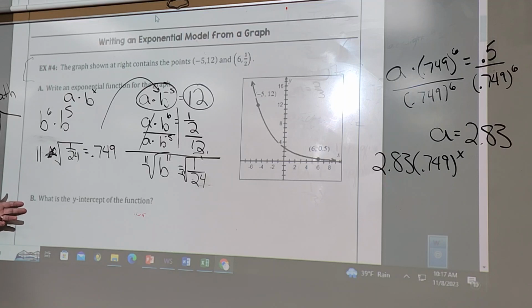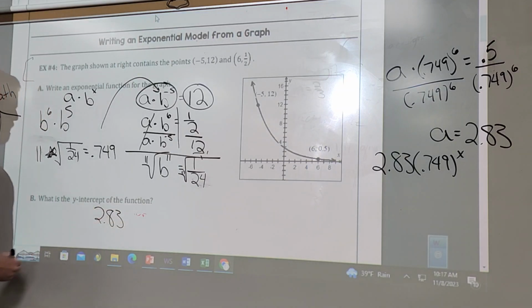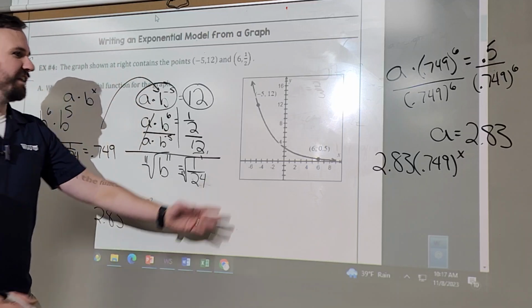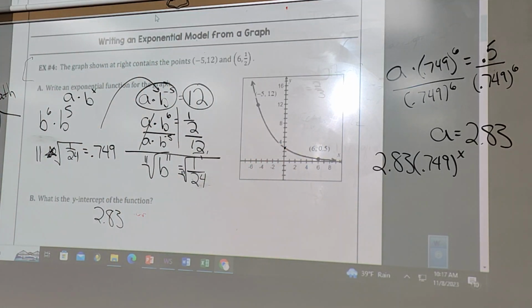What's b ask? What's your y-intercept? How do we do that so quick? It's your a, right? And does that match up with our actual graph? It does. Let's go. I'm proud of us.